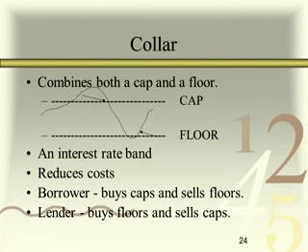Now, a collar combines both a cap and a floor. Remember, a corridor is two caps. A collar is a cap and a floor. So all you're doing is locking in a range. It's an interest rate band. It reduces cost because you're selling one and buying the other, so you're getting money for one and you're paying for the other, so you offset the costs.